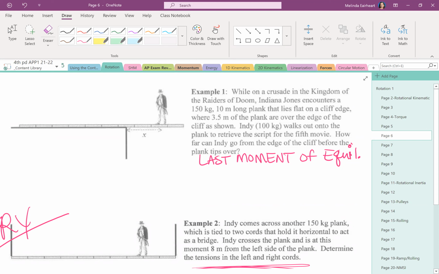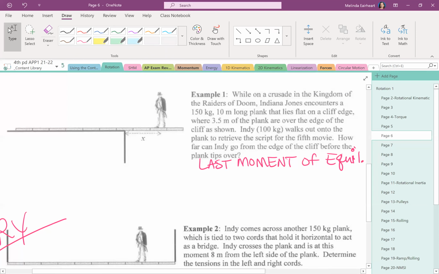And so, bless you, we've got a person on a board. So look at your system. What forces are acting on the system? Gravity of who? They gave us two masses in our prompt. Are they both important?